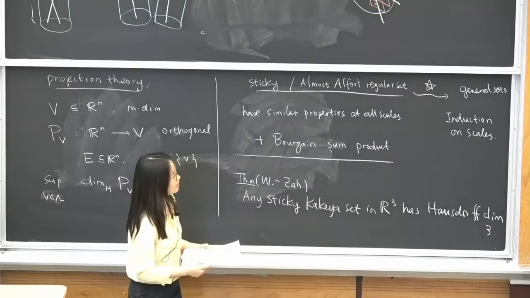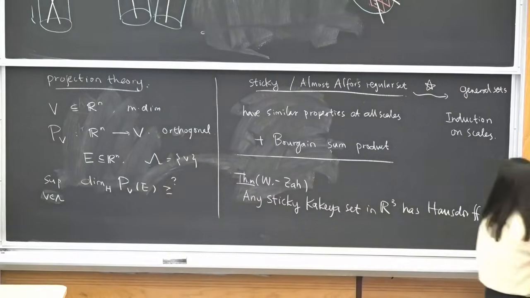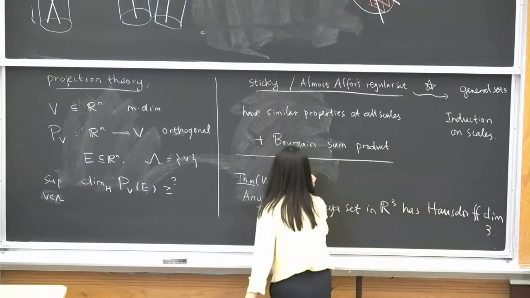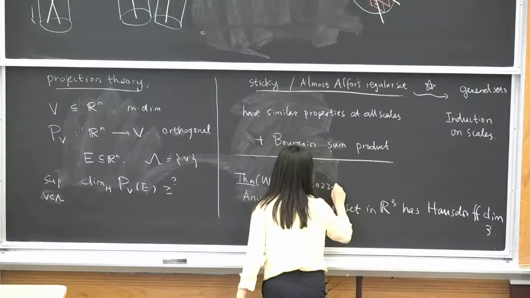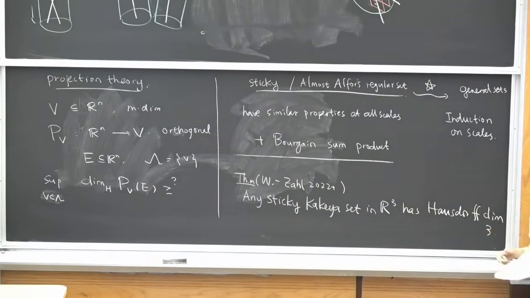I hope I can be more precise later, but for now, the sticky set result is the one we put out a couple of years ago. We put this on arXiv in 2022. Questioner: So the Heisenberg group is sticky but not Kakeya? Yes, it's sticky but not Kakeya.